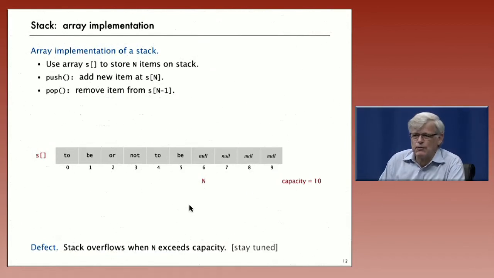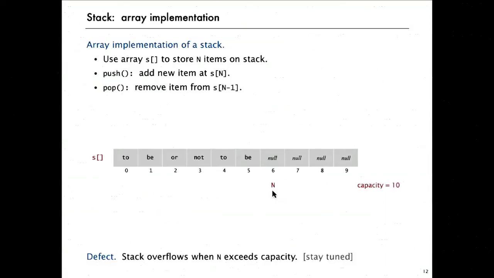All right, so to use an array, we just keep the n items on the stack in the array. And the array location with index n is the top of the stack, where the next item is going to go. So to push, we just add a new item at s of n, and to pop, we remove the item that's at s of n minus 1 and decrement n.